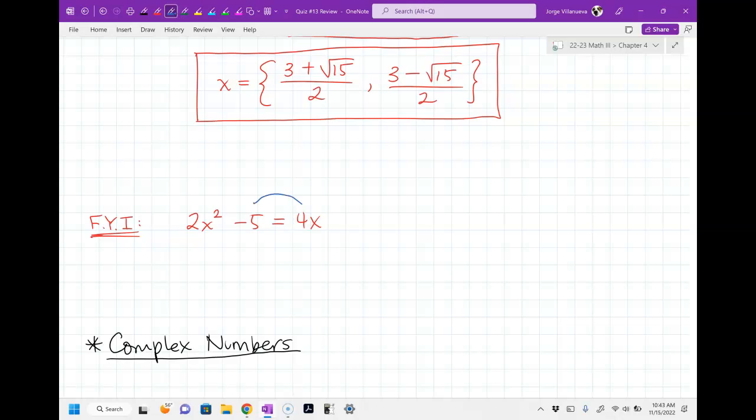That means you're going to have to move this over. So you want to rewrite it like this. Once you have it like that, then you have your ABCs, right? And then you can plug it in. If you don't do it that way, then you can mess up your ABCs and things will go wrong.